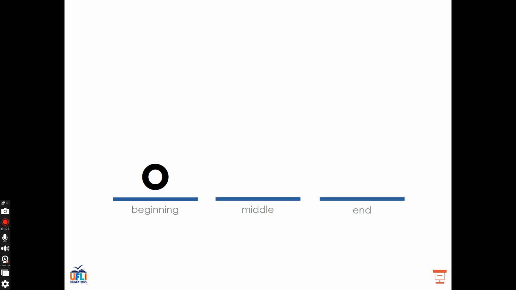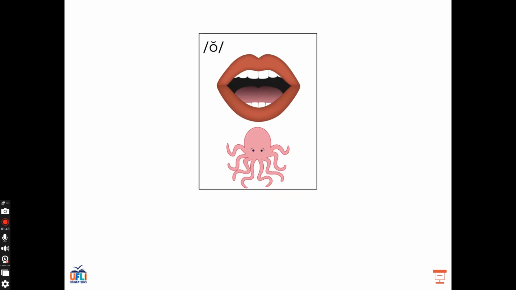O can also come at the beginning of a word, like in the word on. Here's O at the beginning. If I were to sound this word out, it would sound like this: on. So, the vowel O can come in the middle of a word or at the beginning of a word when it's saying its short sound /ŏ/.